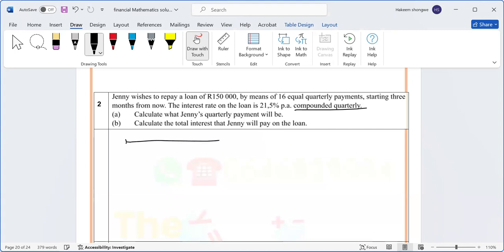what is the question? So, let's say that Jenny wishes to repay a loan of 150,000 by means of 16 equal quarterly payments. The interest is 1.5% compounded monthly. If you are given quarterly payments and then you are given a monthly rate, we have a formula that we are using to convert. We can convert from quarterly to monthly.